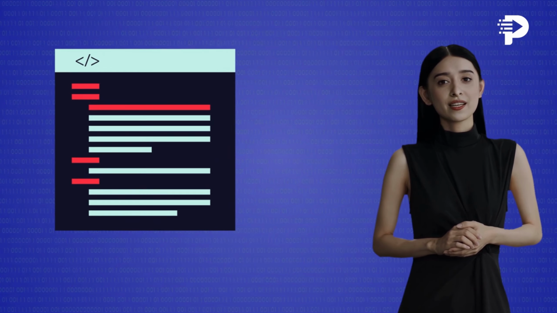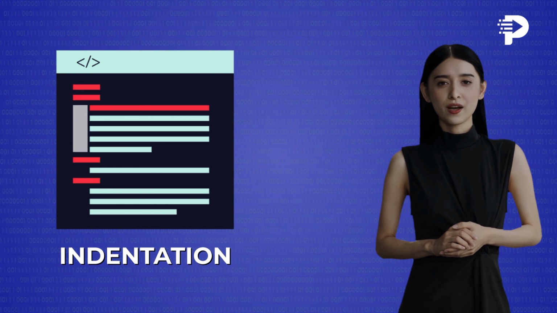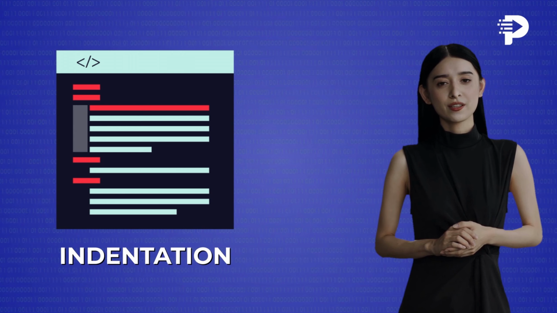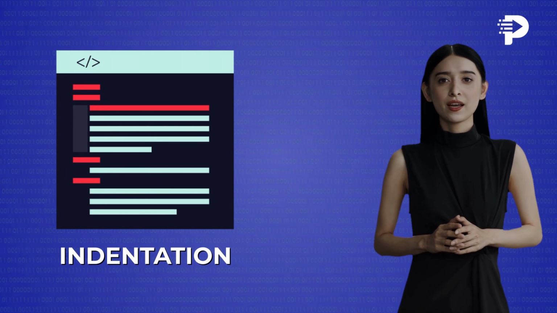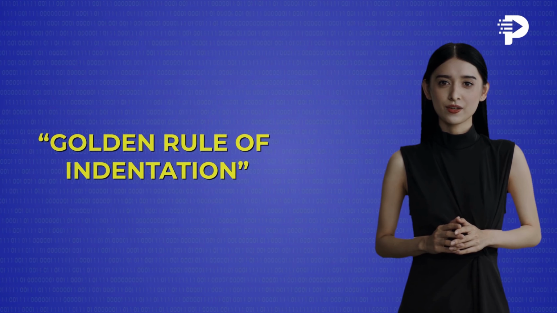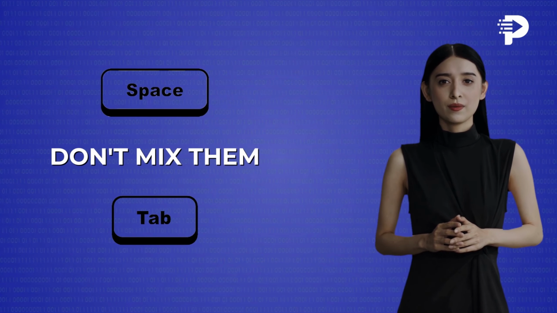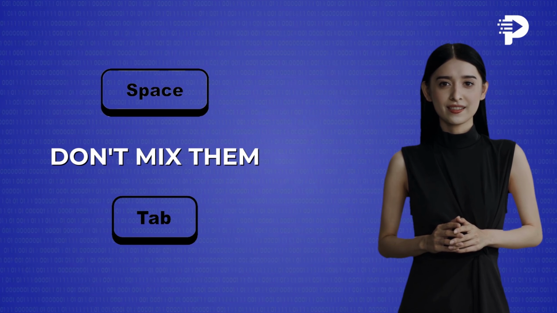Now let's discuss indentation. Python uses white spaces to indicate code blocks, like if statements or loops. Unlike other languages that use curly braces, Python relies on indentation to keep things organized. Just remember the golden rule: consistent indentation. Use either spaces or tabs, but don't mix them. I've seen projects turn into a mess because of inconsistent indentation, and trust me, it's not pretty.